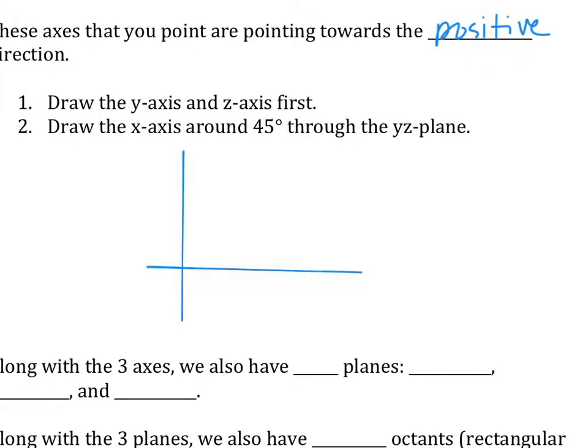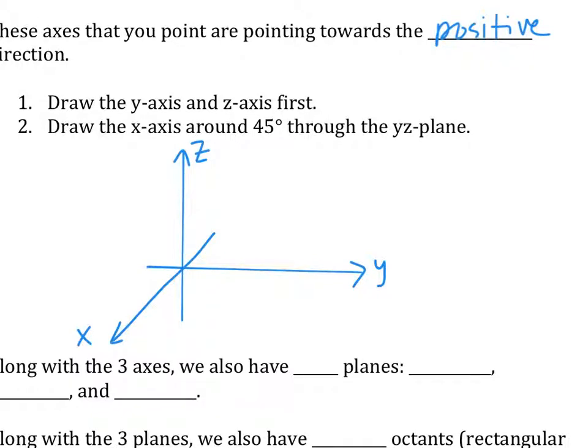First, you're going to draw perpendicular axes just like x and y. But this time, it's not x and y. It's going to be y and z. So you draw the y-axis and z-axis first. The next thing you do is draw the x-axis, and the way you draw it is 45 degrees through the YZ plane. Imagine it's coming out of the screen, and that's x.